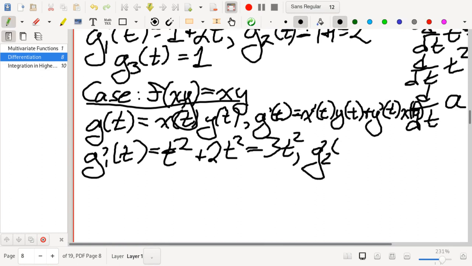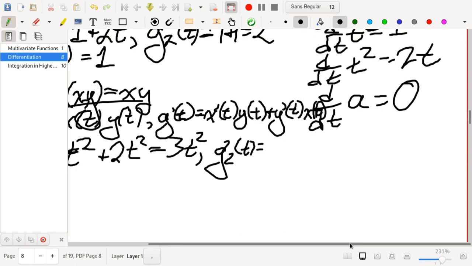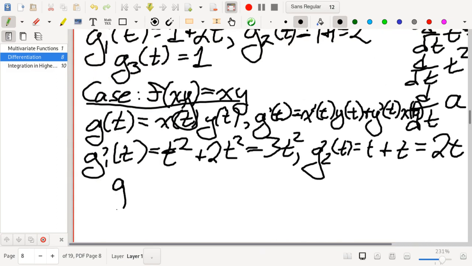Let's get g2 prime of t. So this is the case where we're moving along the line x equals y, in which case we're going to have just t plus t in both cases. So we're going to get 2t for g2 prime. And then when we have g3 prime of t, well, x is fixed. So that means that the first part is going to be 0. So that leaves us with y is t. So that means that y prime is 1. So we'll just get a.